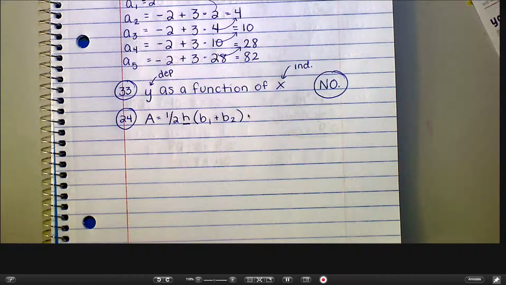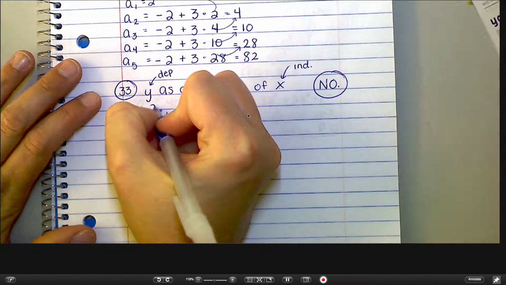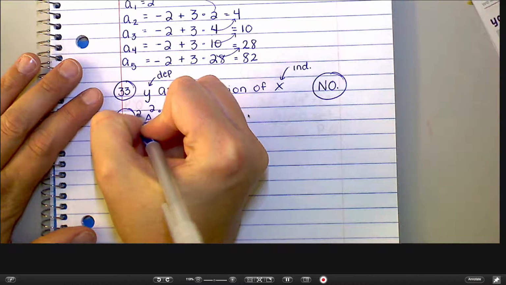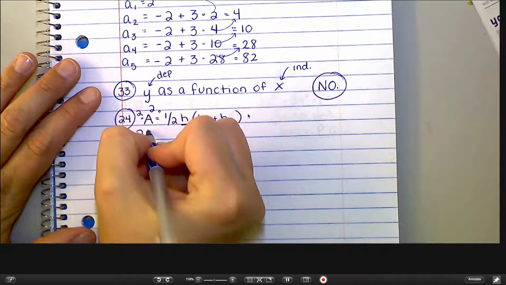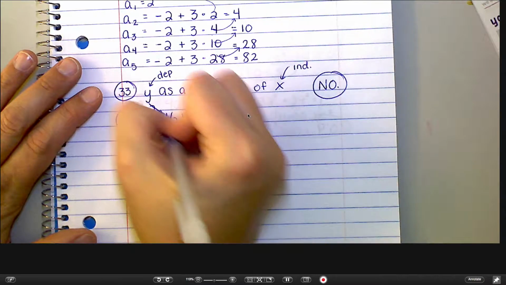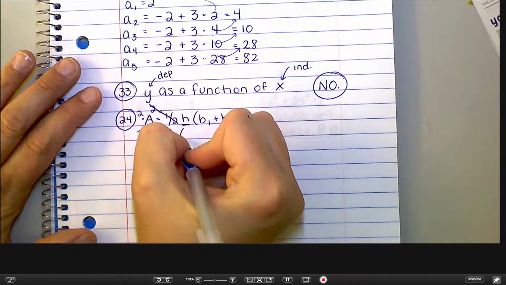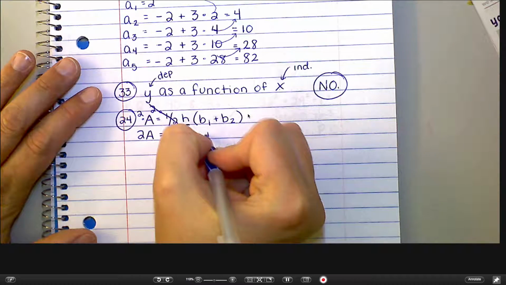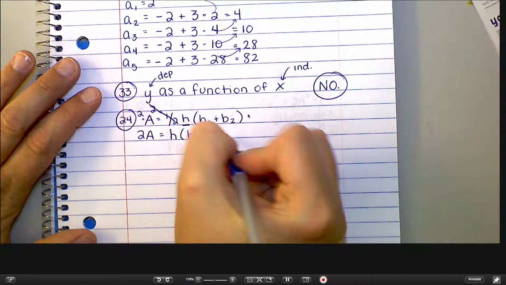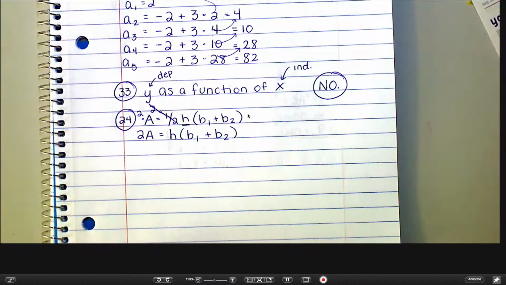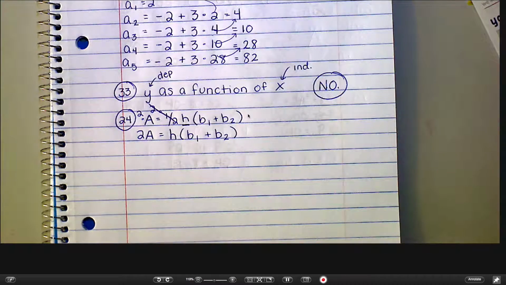Okay, so somebody name something I need to get rid of here. Tanner, Fraction, how you want to do it? Multiply by the reciprocal. Okay, let's multiply by 2, which is the same as 2 over 1. So now that's 2a over here. This is gone, and I have h times b1 plus b2. All right, what do I still need to get rid of? B1 and B2.